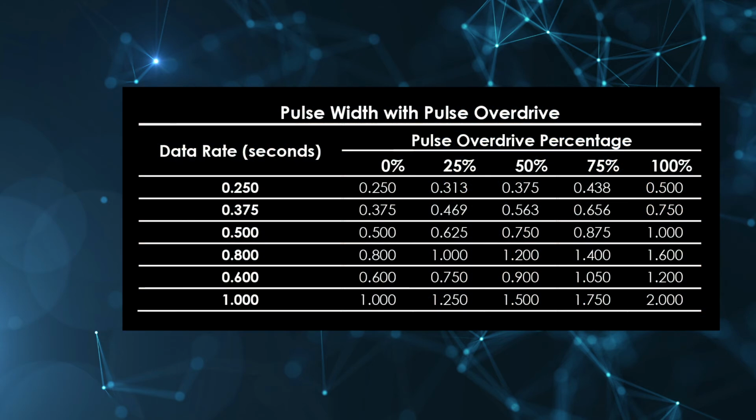This table shows the data rate on the left side, the pulse overdrive percentage across the top, and the effective pulse width in the table itself. For example, with a 1 second pulse width and a 25% pulse overdrive, your data rate will be the same as a 1 second data rate with traditional systems, but your actual hydraulic pulse width will be 1.25 seconds wide. Or with a 100% overdrive, your data rate will be equivalent to a 1 second MRE pulse width, but the actual hydraulic pulse width will be 2 seconds wide.